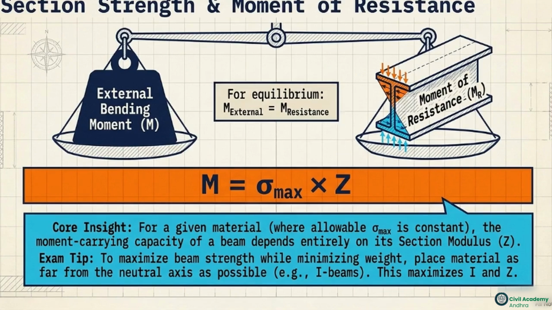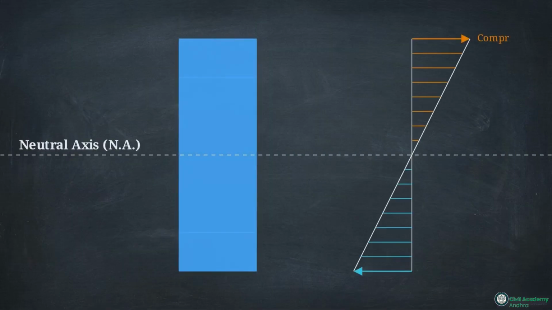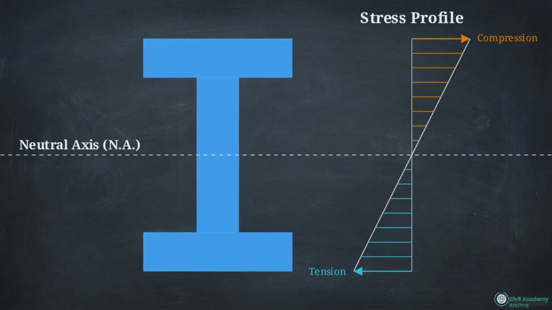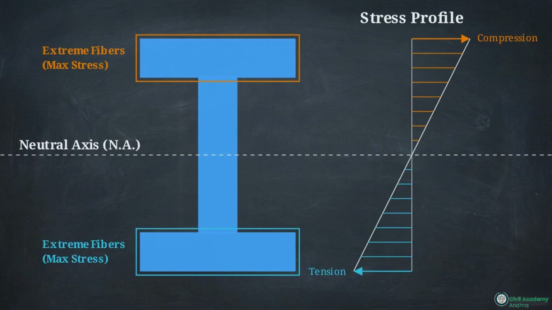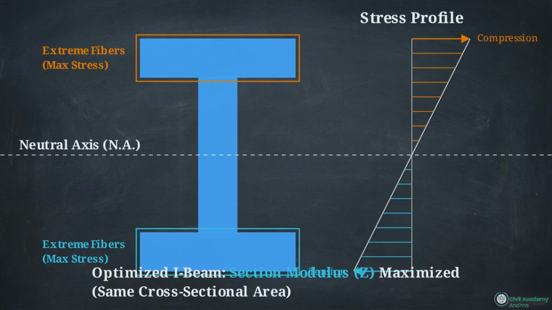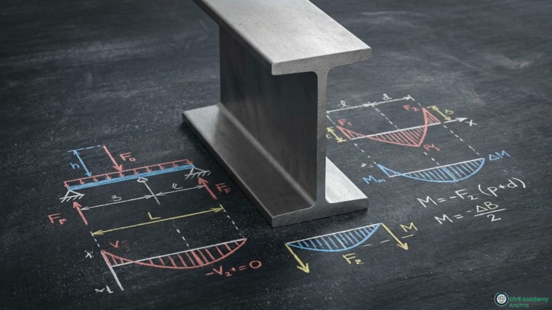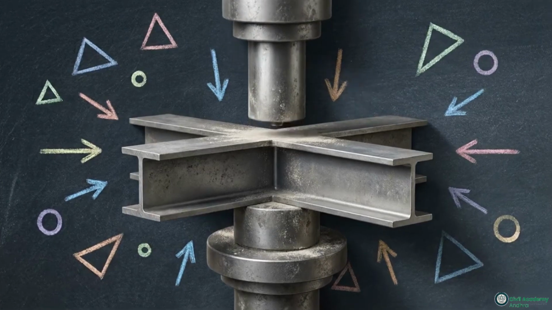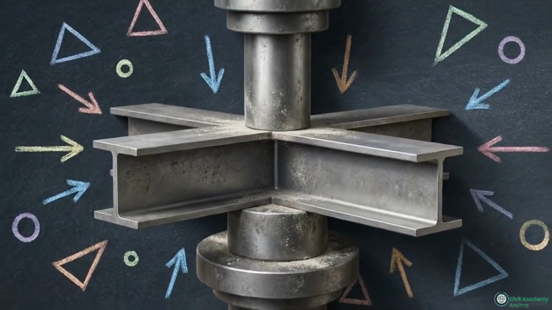The strict goal of structural optimization is to move material away from the zero stress zone near the centroid, placing it as far out to the high-stress extreme fibers as possible. The classic I-beam is the physical manifestation of this principle. It maximizes the section modulus, achieving the highest possible flexural strength with the absolute minimum amount of material.